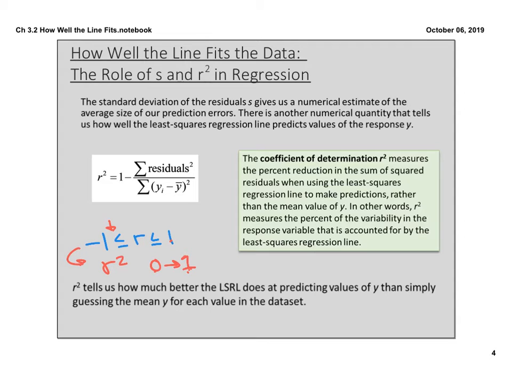That's what leads us into the fact that R squared is actually a percent. So R squared comes from squaring R. And because that puts us between 0 and 1, we can talk about it in terms of percent.